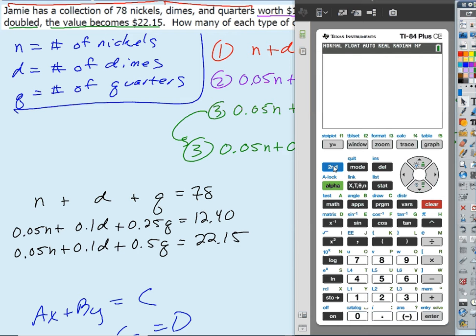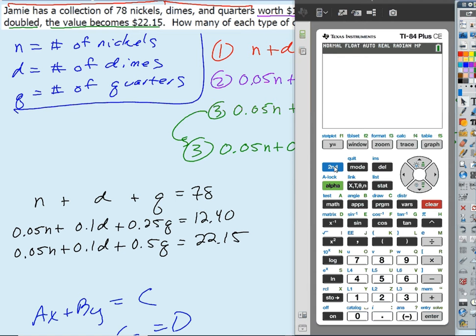On the bottom equation, or like the bottom set, is it supposed to be 0.25 too? No, it's 0.5. Remember, because we doubled it. We doubled the number of quarters in that one, okay? How do you get out? You just hit second, quit up at the top. And then you just press clear then, right? Is that what you did? I just cleared the stuff off my screen.